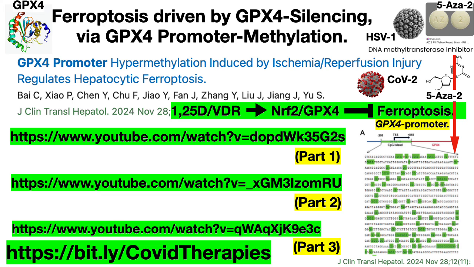Here is a series that discusses ferroptosis driven by the silencing of the gene which encodes GPX4, glutathione peroxidase 4. This silencing is mediated by hypermethylation of the GPX4 promoter. This paper in particular was discussed as a central mechanism by which injuries that occur during COVID and long COVID, which result in ischemic reperfusion injury, could lead to the hypermethylation of the GPX4 promoter, silencing this gene, which is critical for the antioxidant, anti-ferroptosis capacity of cells.